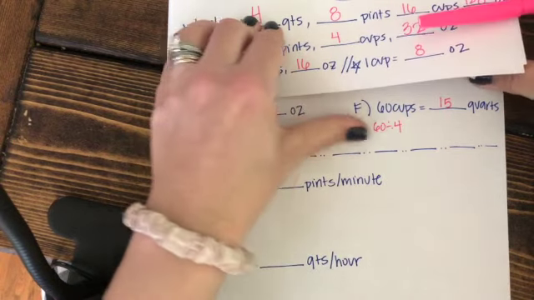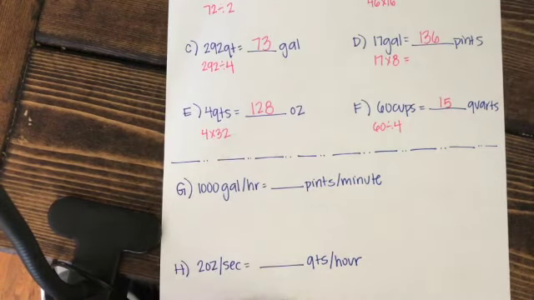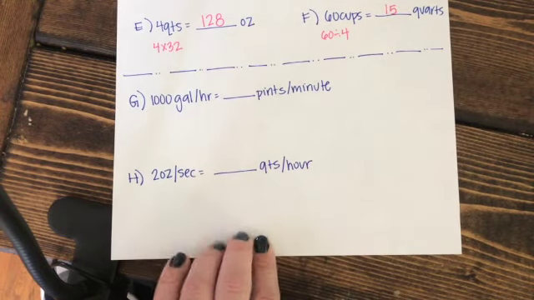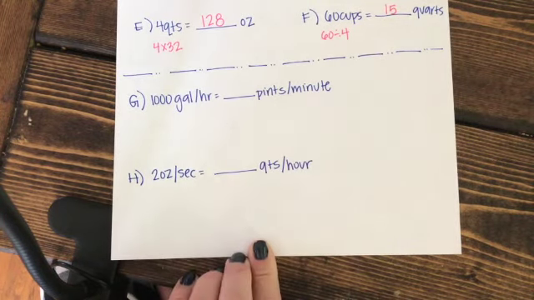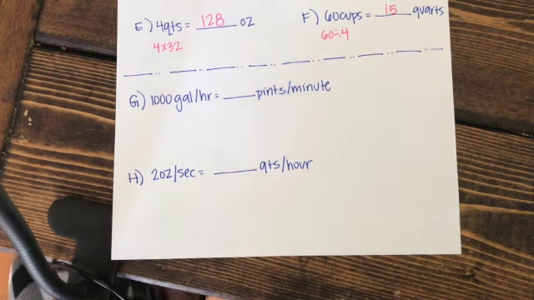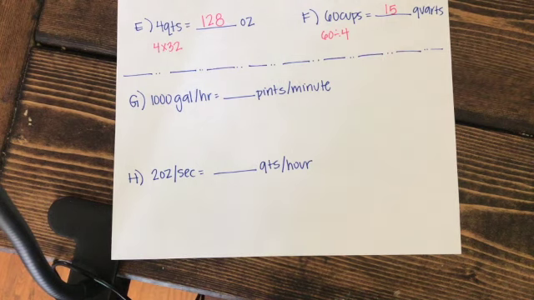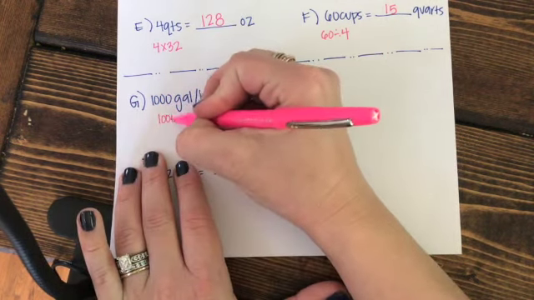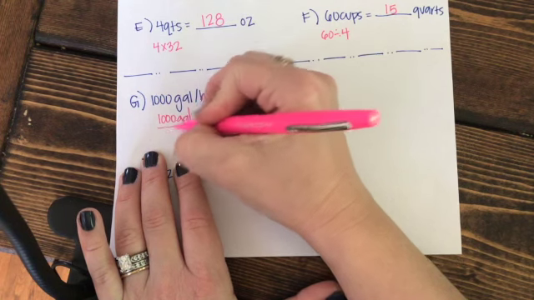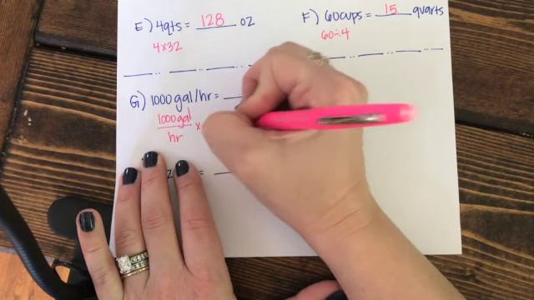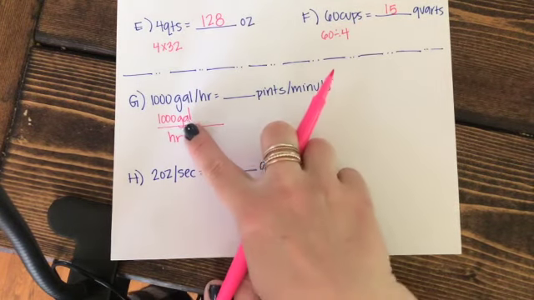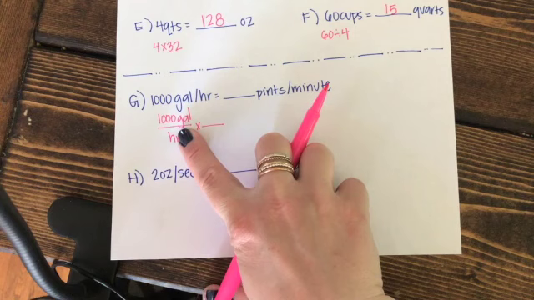Okay, let's talk about this dimensional analysis stuff again. So, letter G. If I'm producing 1,000 gallons of maple syrup every hour, I want to know, how many pints can I make in a minute? So I'm going to do what I've done before, 1,000 gallons per hour. Now I'm just going to worry about the gallons part. I'm trying to get pints on the top, not gallons.